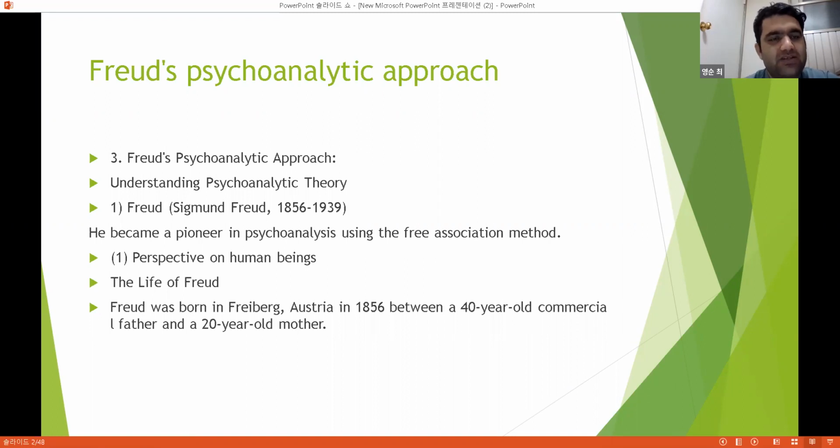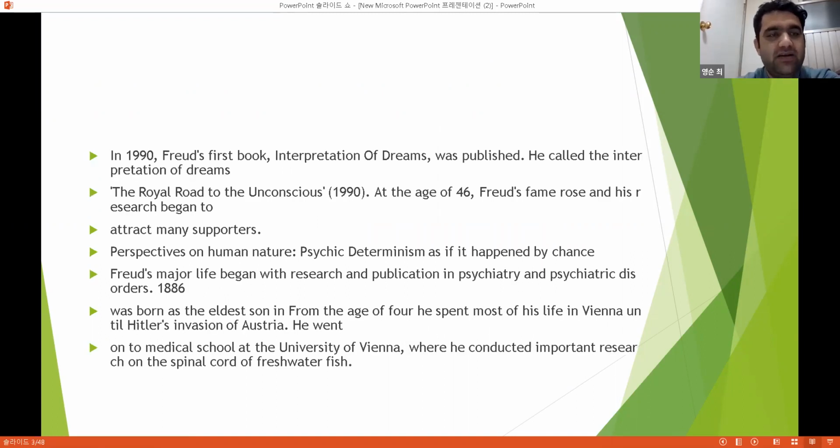Freud was born in Freiberg, Austria, in 1856, to a 40-year-old commercial father and a 40-year-old mother. In 1900, Freud's first book, The Interpretation of Dreams, was published. He called it the interpretation of dreams, and it was his first book.